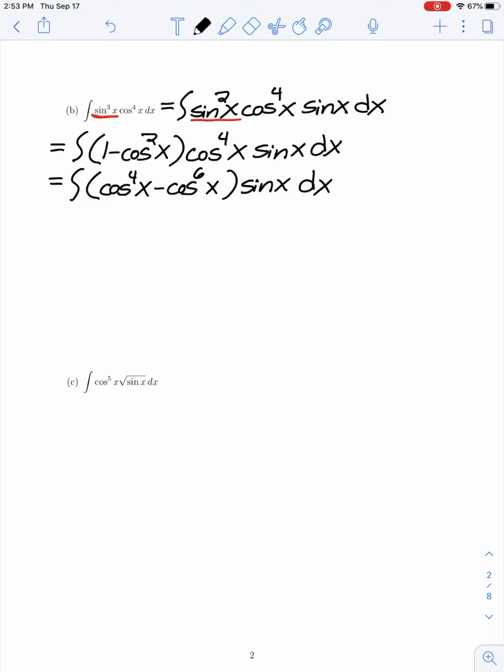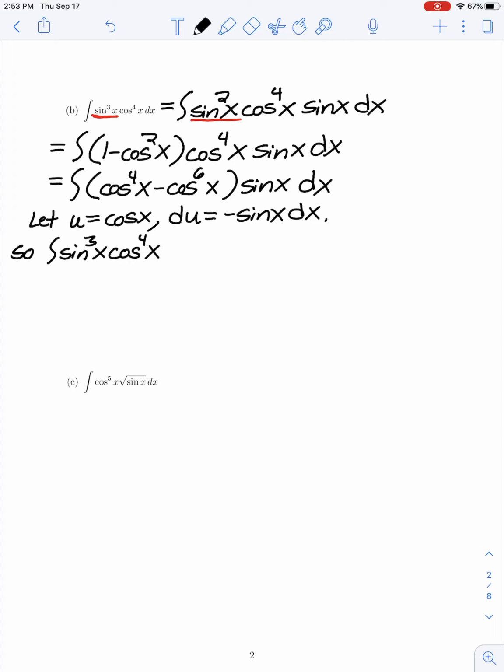So by rewriting the integrand in this way, I can now make use of a substitution. If I let u equal cosine of x, then du would be negative sine x dx. So let's rewrite our integral in terms of u. We started with the integral of sine cubed x, cosine x to the fourth dx.